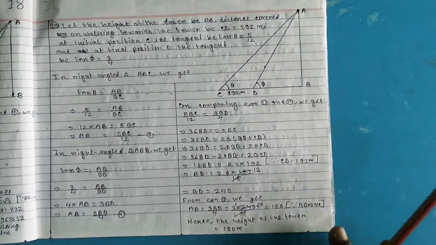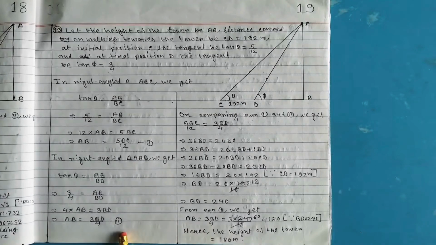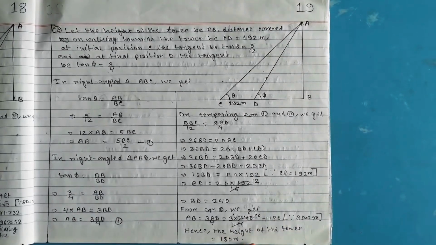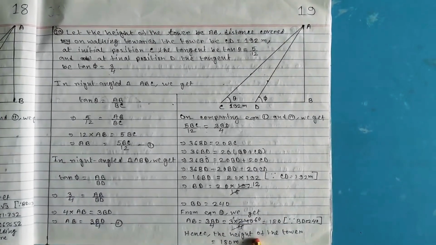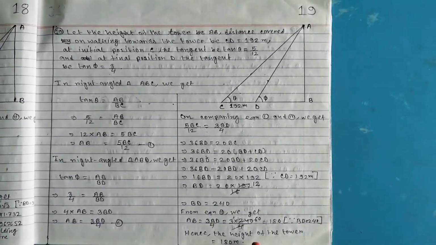So from equation 2, now we get AB equals what? In equation 2, AB equals 3 BD upon 4. So 3 into BD, we have got 240. So after calculating we have got 180. Hence the height of the tower is 180 meter, because you have to find the height of the tower, that is AB. So AB equals 180 meter.